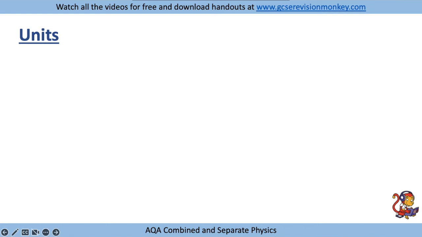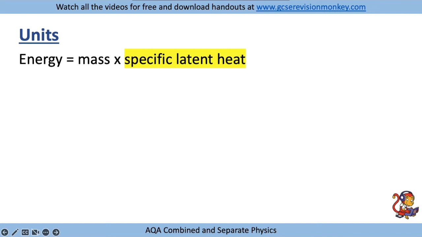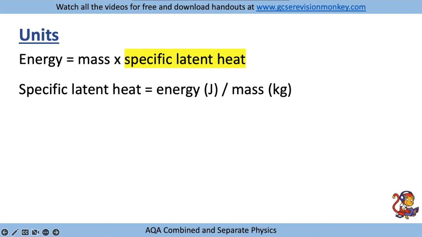And the final one that you can work out this way rather than remembering is specific latent heat. So if you rearrange this equation, specific latent heat is equal to energy divided by mass. So energy is in joules, mass in kilograms, so it will equal joules per kilogram. So those are some units that you can work out using the equations if you forget what the units are.